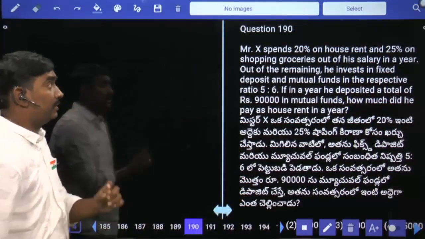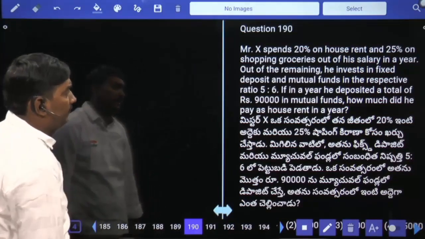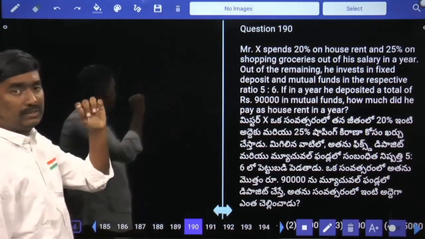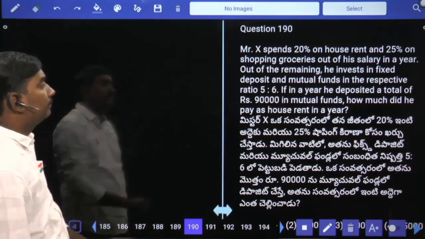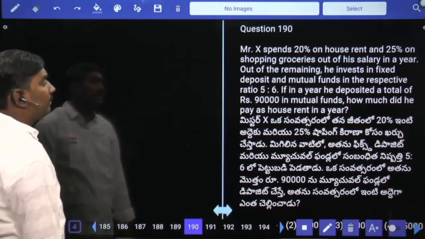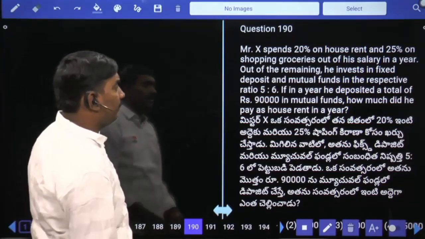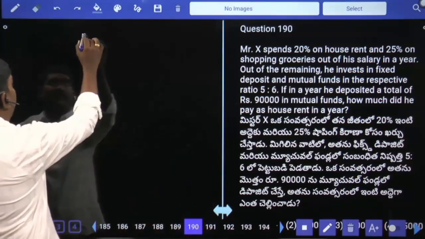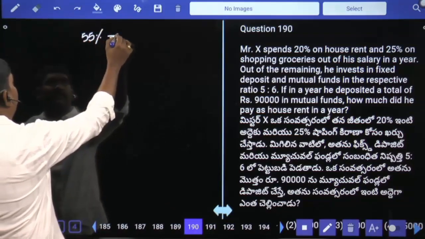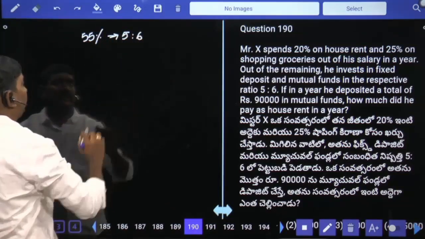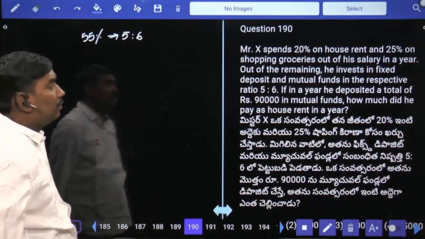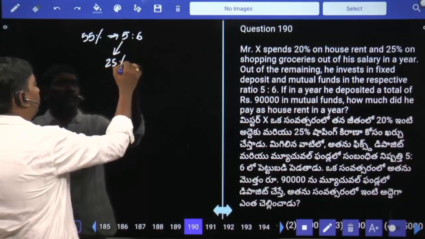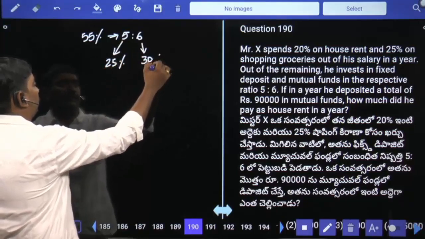Mr. X spends 20% on house rent and 25% on shopping of groceries out of his salary in a year. 20 plus 25, 45% is over. The remaining 55% he invested in fixed deposit and mutual funds in the respective ratio of 5 is to 6. 5 plus 6, 11 parts value 55, so 1 part value 5%. Then 5 parts value 25% and 6 parts value 30%.